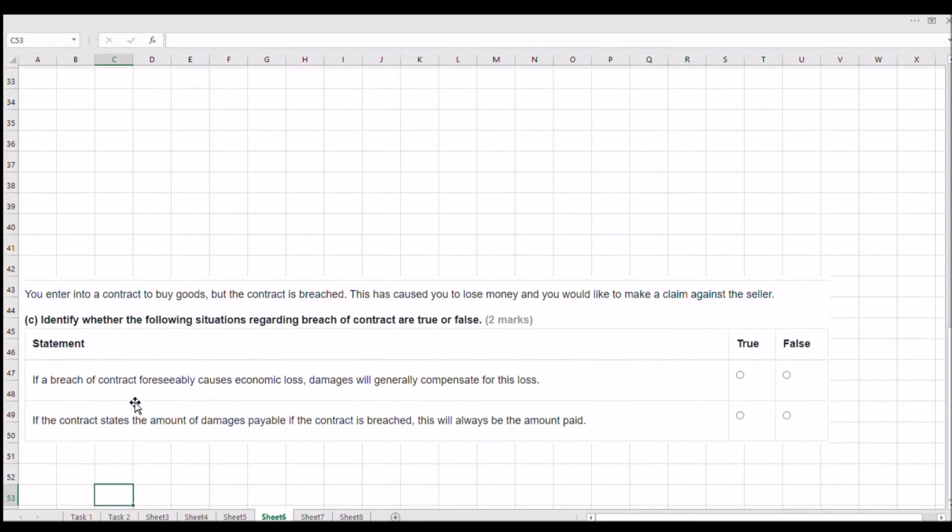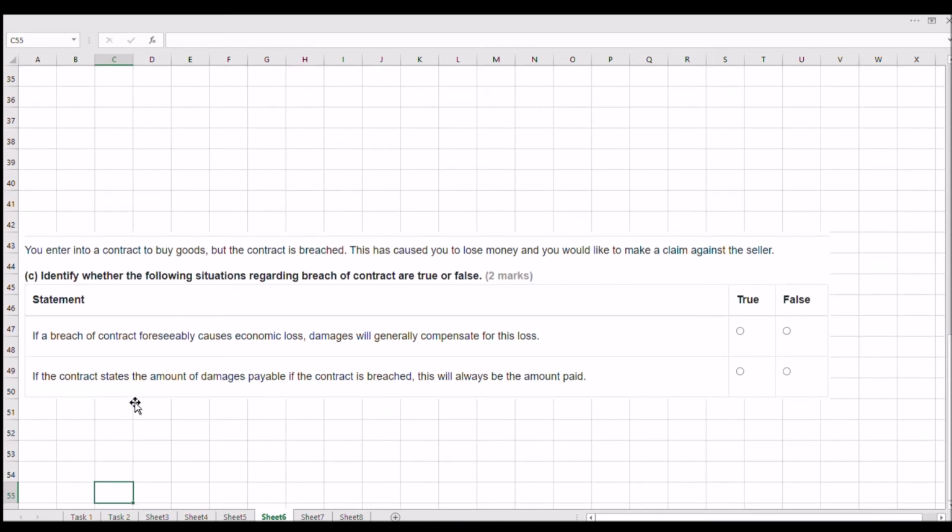Okay. You enter into a contract to buy goods, but the contract is breached. This has caused you to lose money, and you would like to make a claim against the seller. Okay, that's fair enough. If a breach of contract foreseeably causes economic loss, so foreseeable economic loss, right? And that's the point, if you have a foreseeable economic loss, then you can claim for that. Okay, damages will generally compensate for that loss. Yes, they will. So it has to be foreseeable.